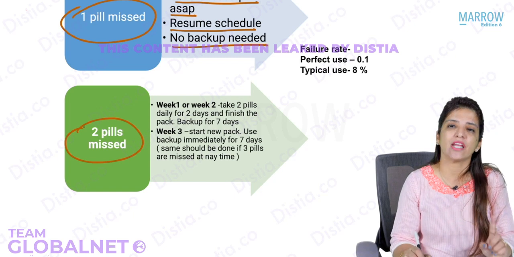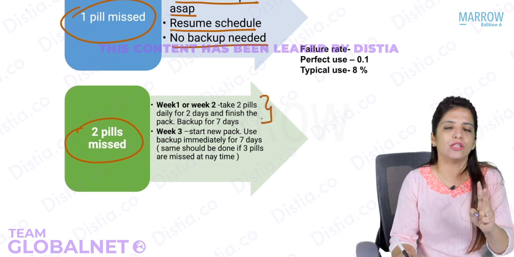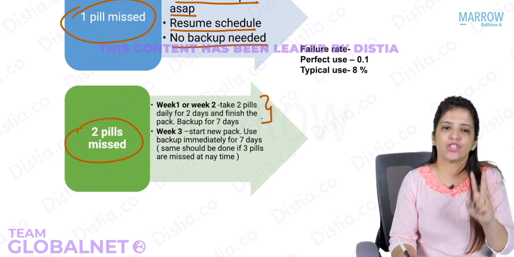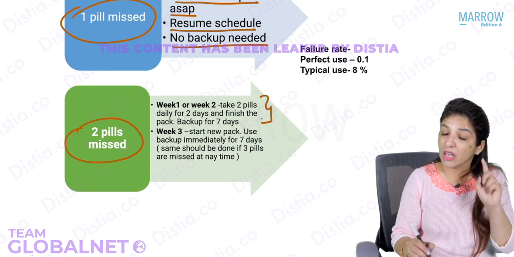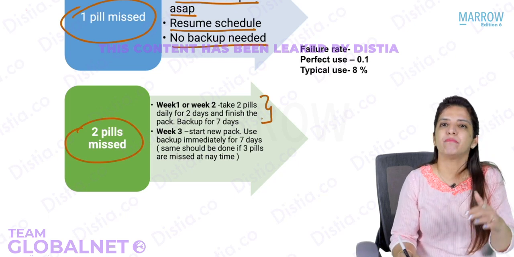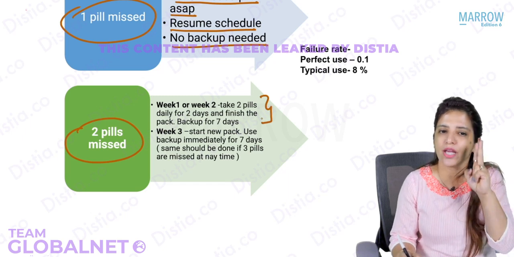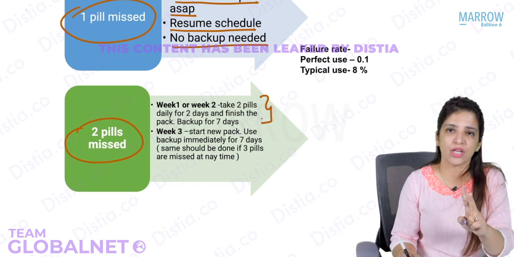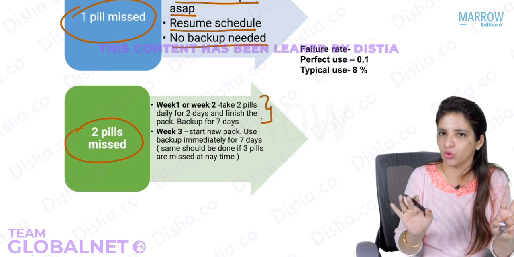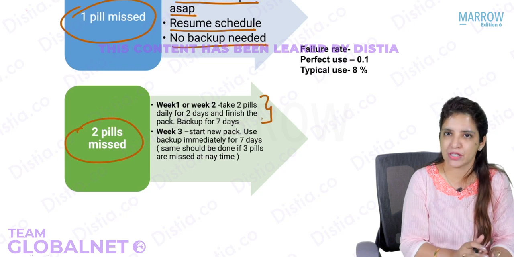If they are missed in week 1 or week 2 of the cycle, she has to take 2 pills for 2 days and she has to finish the pack. Right? So if a patient misses 2 pills, and these 2 pills are missed in week 1 or week 2 of the cycle, she has to take 2 pills for 2 days. And she doesn't have to start a new pack. She has to continue with the same pack and a backup has to be used for 7 days.